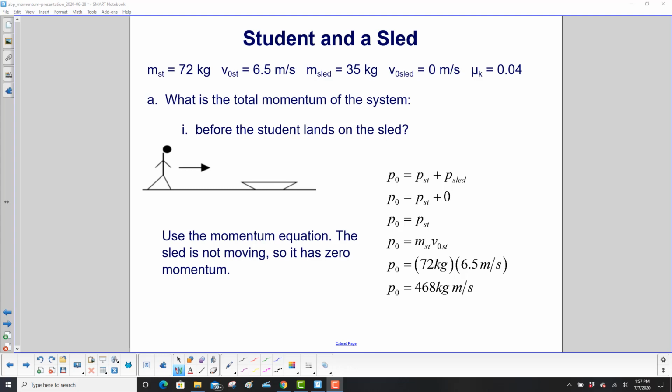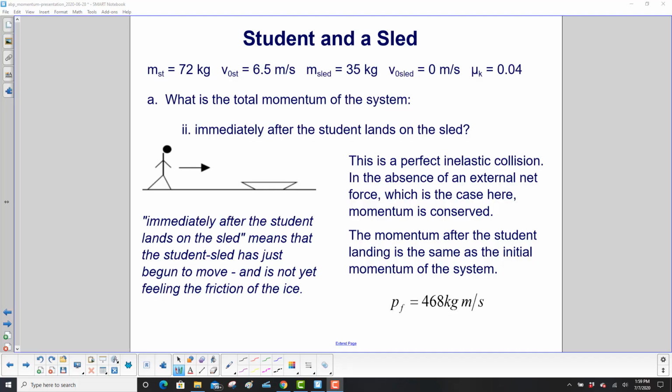What is the total momentum of the system before the student lands on the sled? Well, the total initial momentum is going to be the momentum of the student. I'm sorry about the subscripts here, but ST stands for student. Didn't want to write the whole word out, but sled I could write the whole word out. So that's the momentum of the sled. So the initial momentum will be the student's momentum, and the sled's not moving, so that's a 0. So the initial momentum is all student. So it's the mass of the student times the student's initial velocity before he hits the sled. And we multiply the mass times velocity, and we get 468 kilogram meters per second.